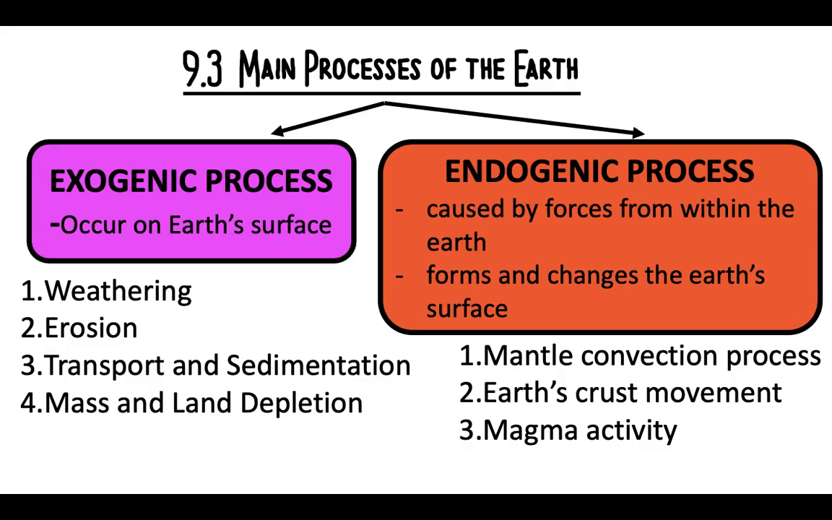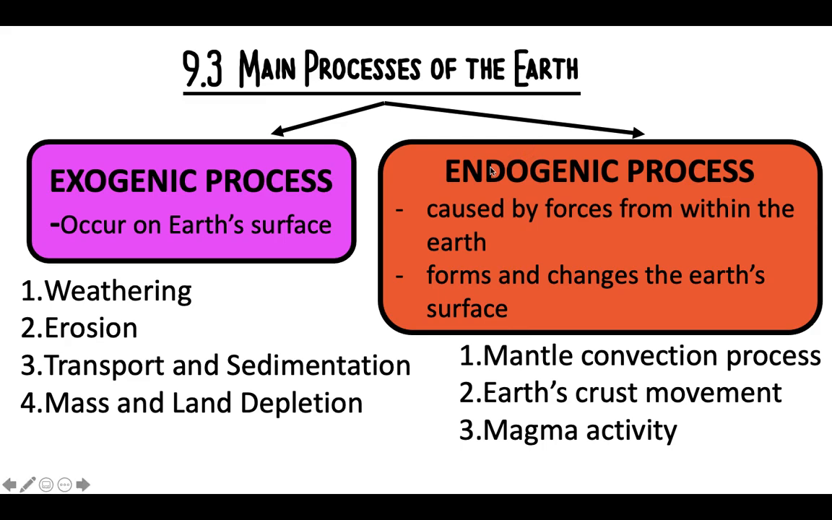Alright, for 9.3 is the main processes that occur on the earth. Okay, we have exogenic process and also endogenic process. For the exogenic process, it is a process that occurs on the earth surface. Exo itself means outer, the outer area. In this outer area, as you can see, on the surface, on the mountains, at the sea, the outer part that we can see.